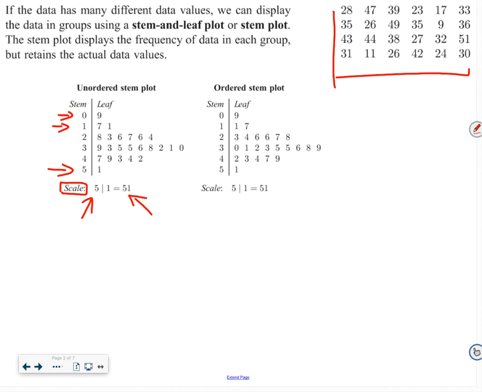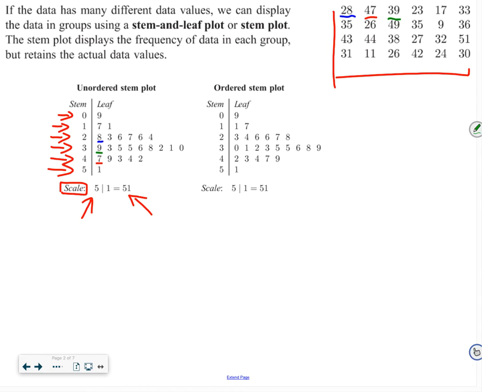So this row is representing numbers from 0 to 9. This is 10 to 19. These are 20 to 29. This is 30 to 39. And these are 40 to 49. Every time we see a number like 28, we put an 8 in the leaf there, and the stem is 2. We see 47, we put a 7 there. And we see 39, so we go to 3 and put a 9 there.